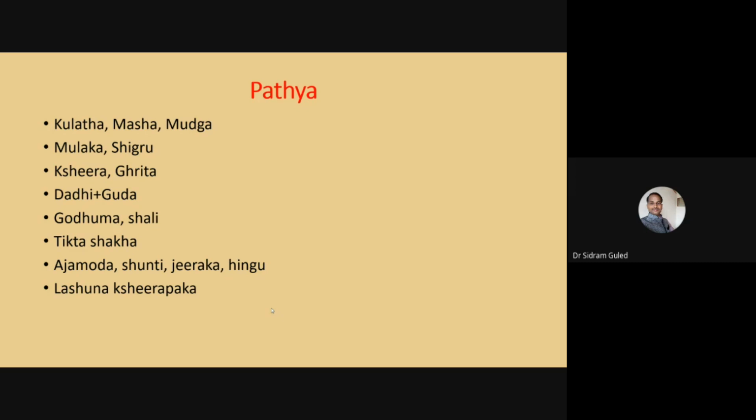Some of them are Kulattha, Masha, Mudga, Mulaka, Shigru, Shiragrita. Dadhi and Guda is mentioned by Sushruta, which takes care of the joint when it is clearly Kevala Vataja and Dhatukshaya. Dadhi Guda, like Snehapana, you can suggest Godhuma, Mashali, Tikta Shakas, as Tikta is the best for Asthiposha. And Ajamoda, Shunti, Jiraka, Hingu for seasoning of the food we suggest, and Dashamula Shirapaka, as I mentioned, we advise to the patients.